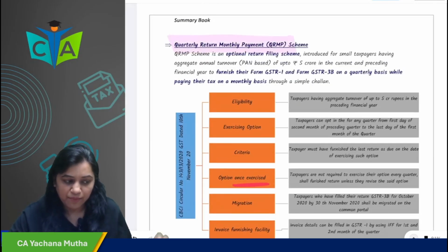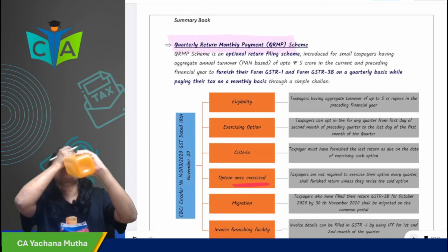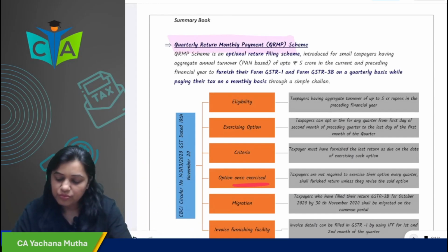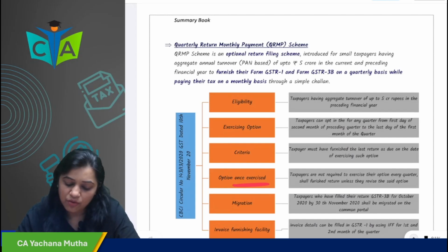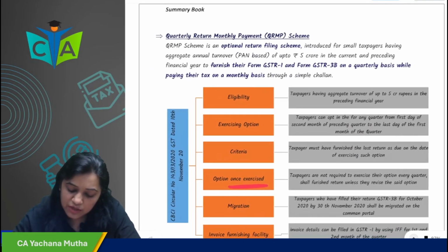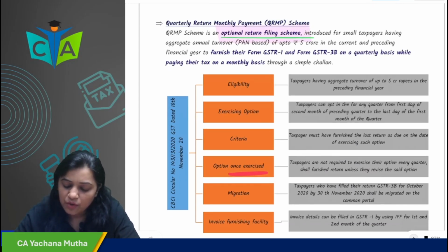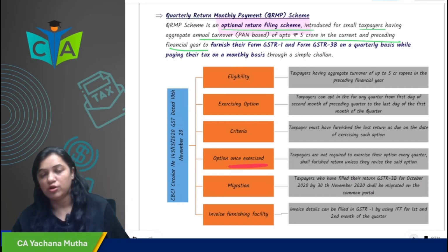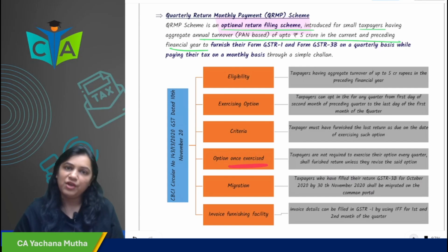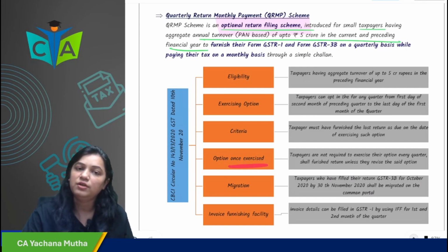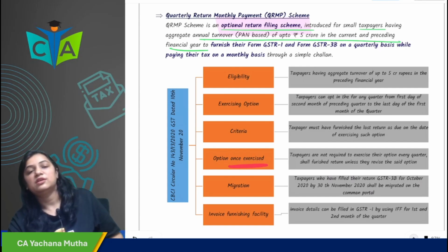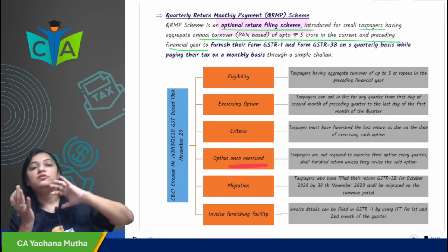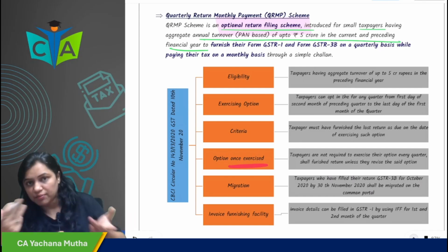Now, the QRMP scheme, quarterly return monthly payment. It is an optional return filing scheme which is introduced for small taxpayers having an aggregate annual turnover up to 5 crore in the current and the preceding financial year. In the last year and in the current year also, up to now your turnover is up to 5 crore, then you can go for the quarterly return monthly payment scheme, QRMP. That means you have to file the returns on a quarterly basis, but the payment you have to make on a monthly basis.